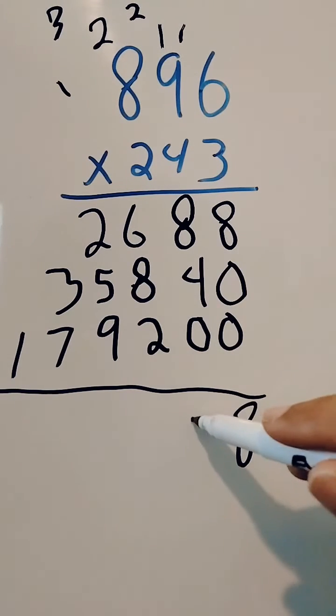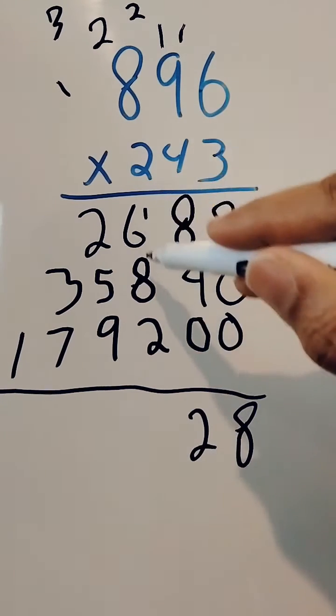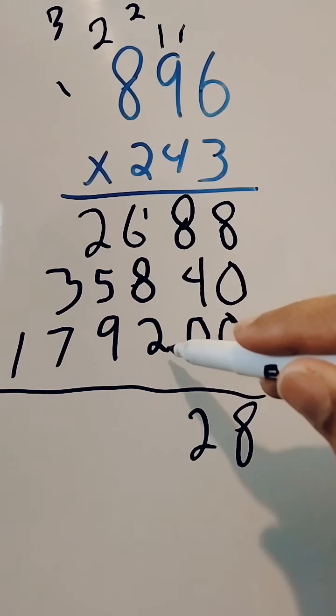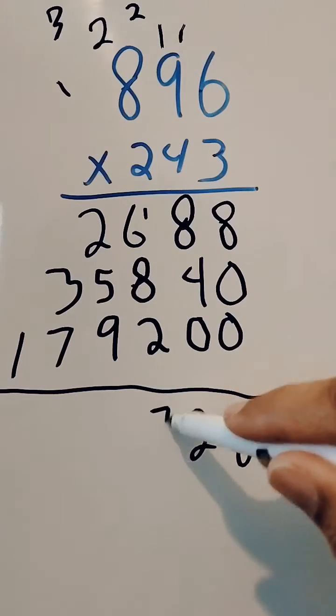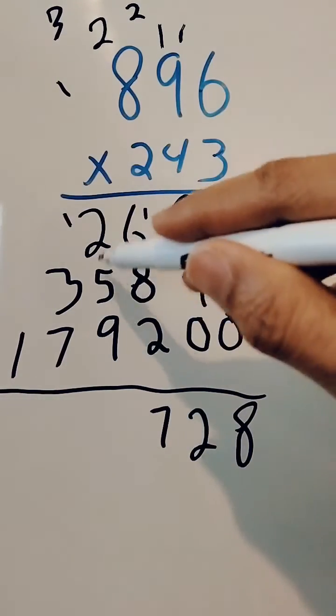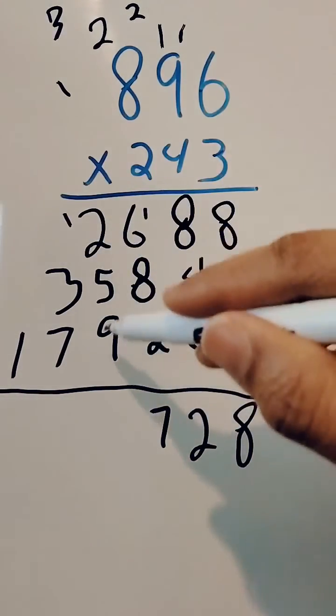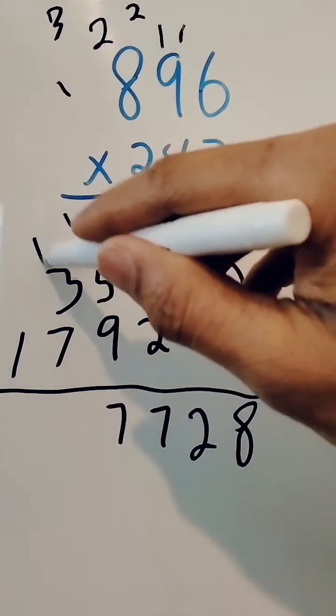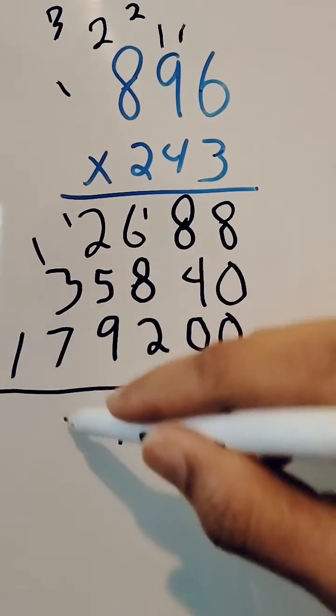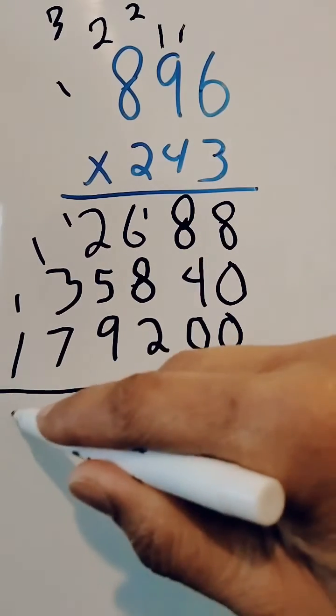And 8 plus 4 is 12. Carry a 1. That's 7 plus 8 is 15. Plus another 2 is 17. Carry our 1. This is going to be 7 and 8. That's going to be 17, carry our 1. That's going to be 11, carry our 1, and that's going to be 2.